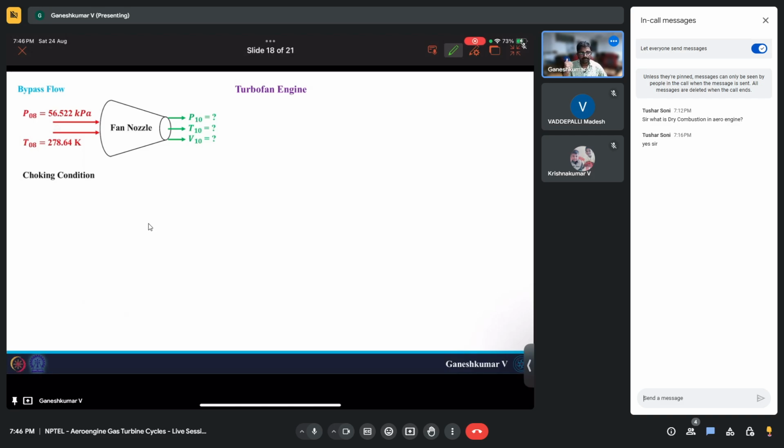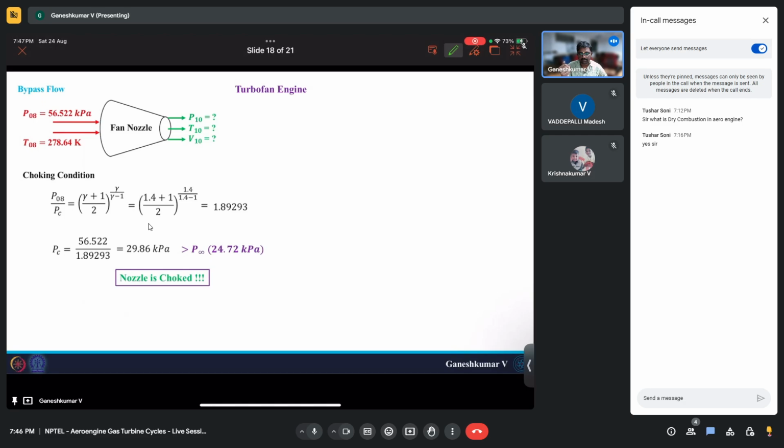Again, similar thing, we need to do the choking condition. Since gammas are not different, the pressure ratios will be same, but the critical pressure would be 29.86 kilopascal here. Back then it was 105.5 kilopascal. Now, even though 29.86 is still greater than P infinity, which is 24.70 kilopascal, still the nozzle is choked even in the bypass stream, and hence your pressure at the exit would be same as your critical pressure, which is 29.89 kilopascal.